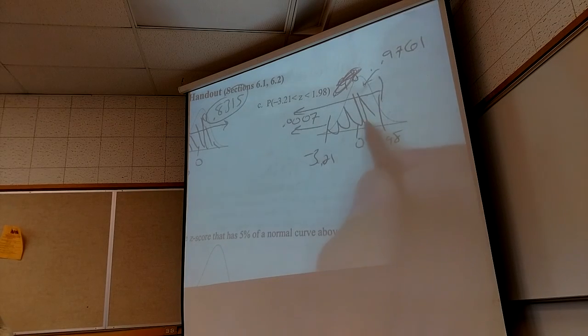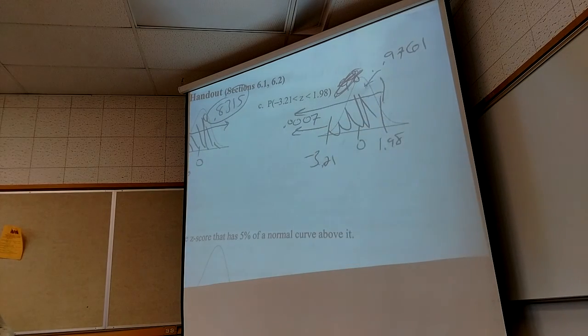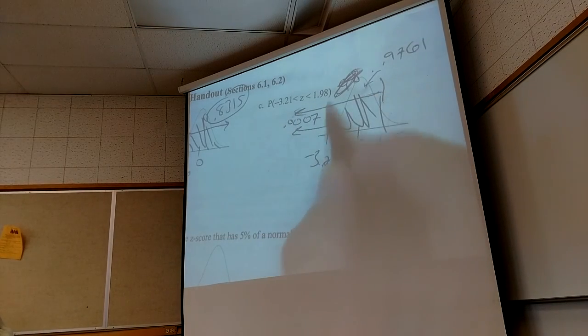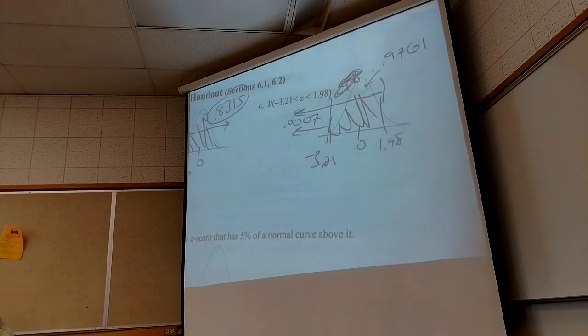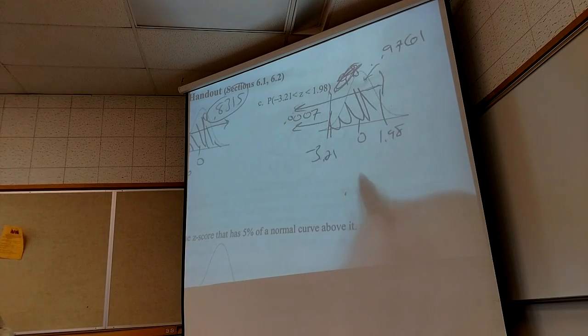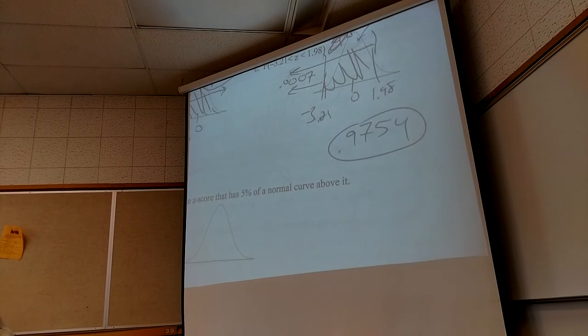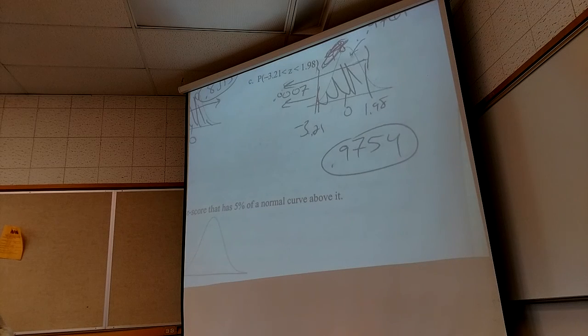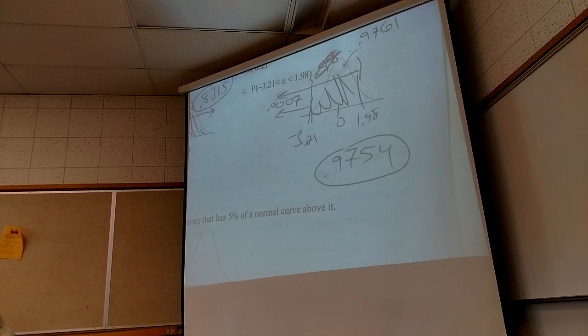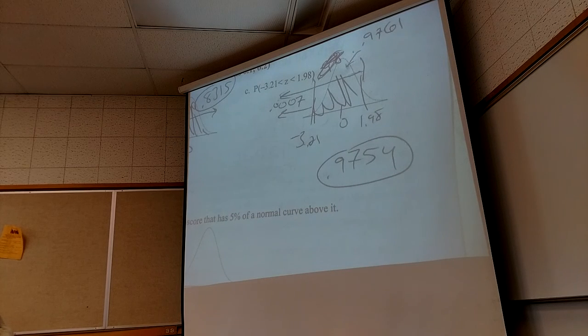So to get the area in the middle, I just subtract those two. It makes physical sense. You're cutting off the amount where you want to stop. This goes too far. It goes exactly this much too far. So if I subtract them, I get just the middle. So what's 0.9761 minus 0.0007? 0.9754. Yeah. 7 plus 54 is 61.